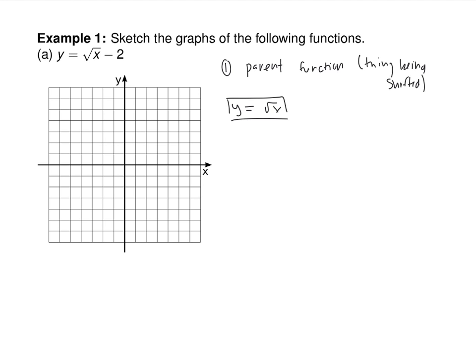And what's your fallback method to plot a function if you don't know how? Plug in points, right? Plug in 0, you get 0. Plug in 1, you get 1. 2 doesn't come out nicely, neither does 3. What's the next one that comes out nicely? 4. Can you plug in negatives? Nope. Okay, so there's the root function. And then what does minus 2 do to it? Goes down 2.